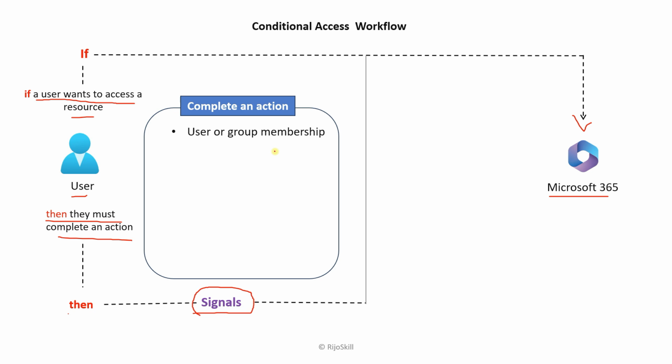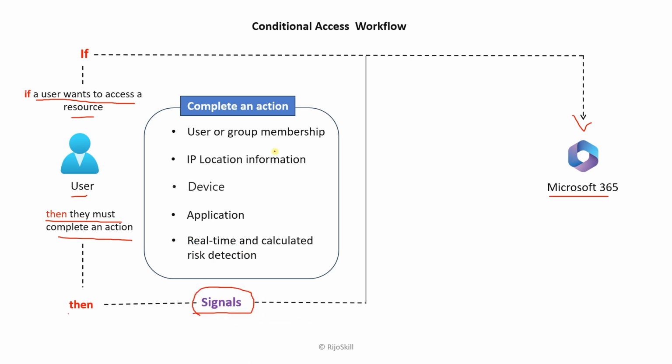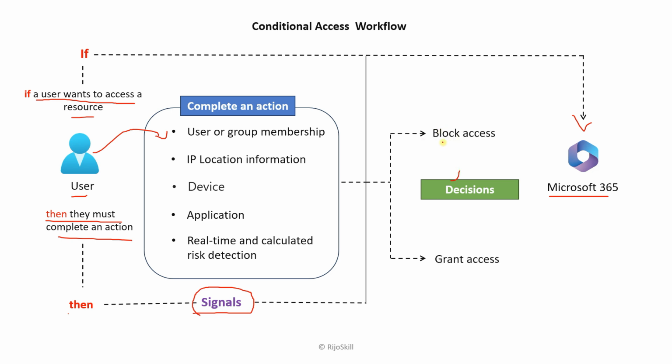What are the signals? User group membership, IP locations, devices, applications, and real-time and calculated risk detection. So now the user will meet any of the conditions, depending on whatever policy you are implementing. After that, Conditional Access will make the decision. What are the decision types? One is blocking access, another is granting access.